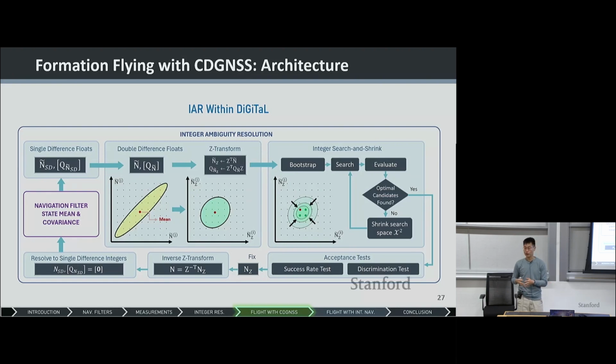Once you've resolved that and your filter has converged, yes? I'd like to make a couple of considerations.